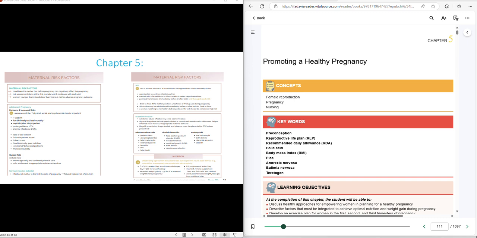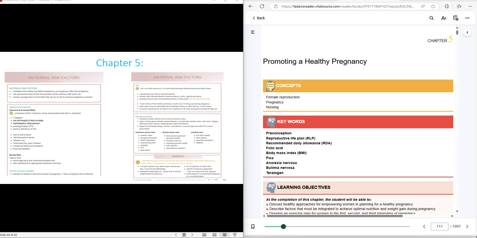Chapter 5 begins on page 111. On the left, you'll see the slides. It's talking about maternal risk factors. So this chapter is entitled Promoting a Healthy Pregnancy.